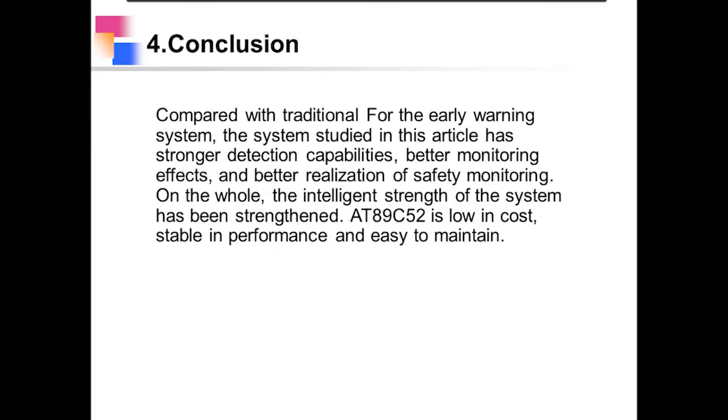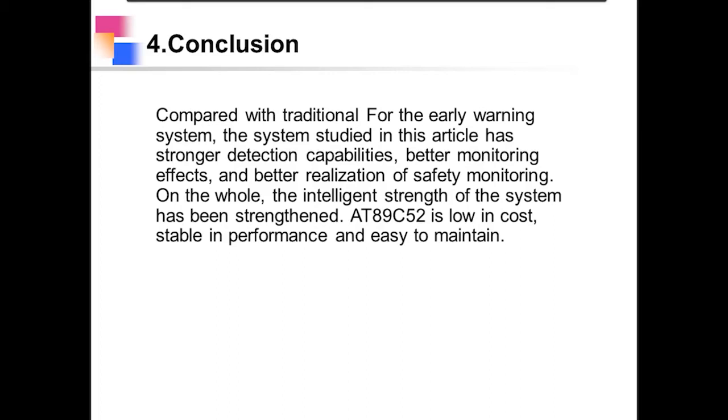Conclusion. The early warning system studied in this paper also introduces fault diagnosis technology, micromotor technology, sensor technology, and intelligent measurement technology, which can not only monitor the operation status of submersible pumps online, but also detect the operation failure of network data in time.